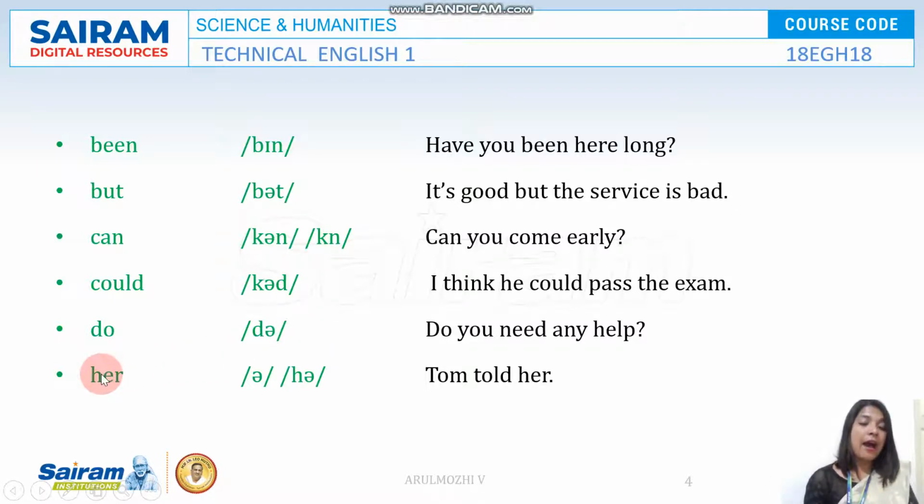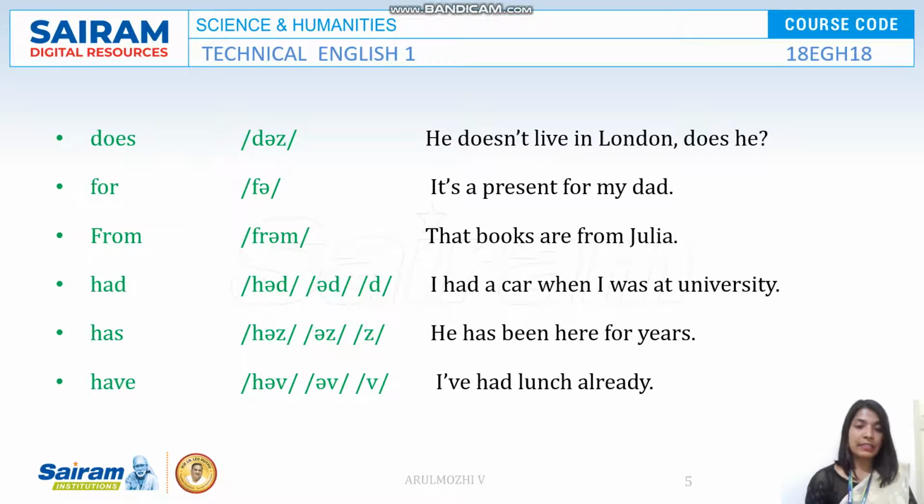Her, sounds as in shirt, birth, it becomes her. Okay, so let's check out the examples. For becomes weak fer. It is a present for her. It is a present for my dad. For my dad. From becomes weak from. Those books are from India. From India. You want to say from India.